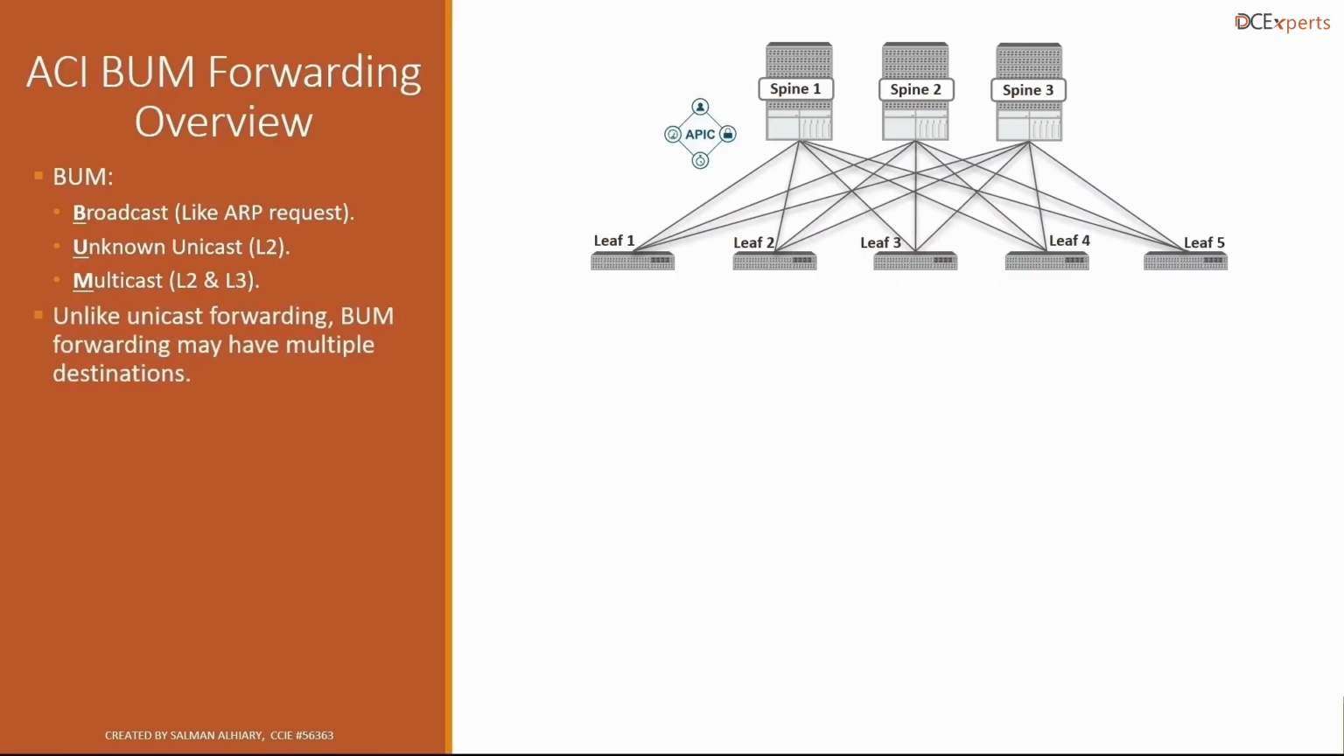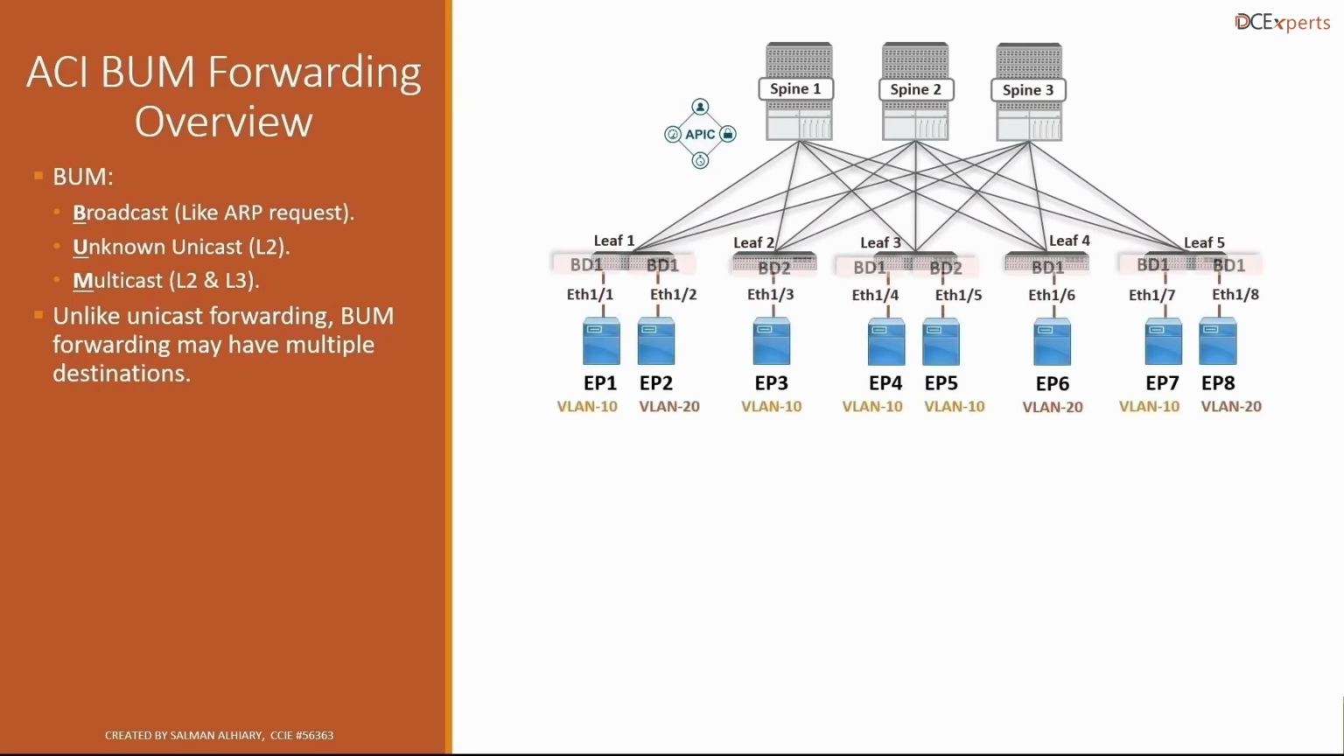BUM forwarding is different from unicast forwarding because it may have multiple destinations. In BUM forwarding, the packet has to be replicated several times to reach several locations.